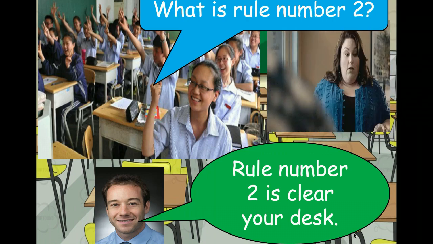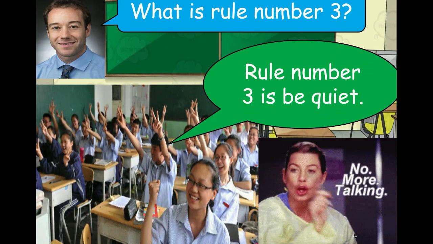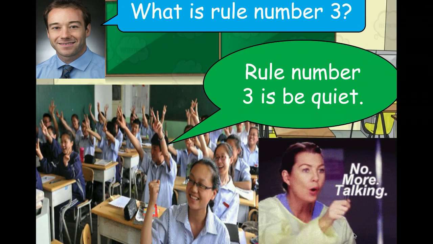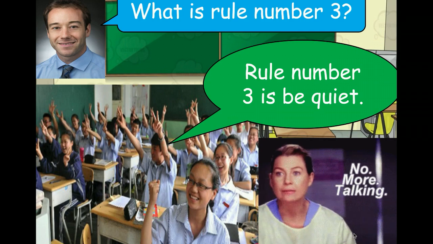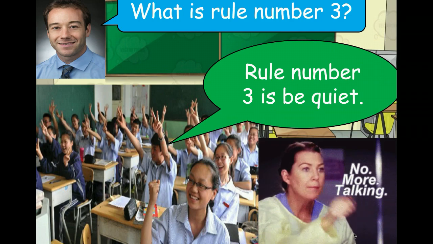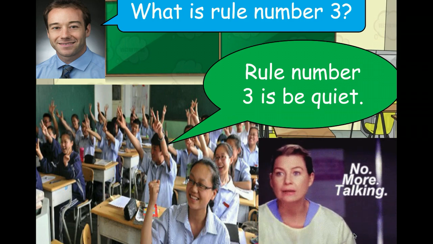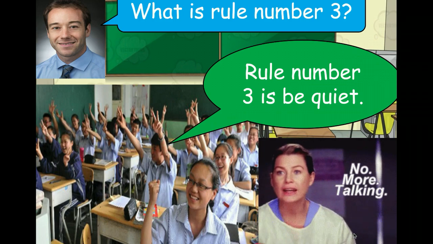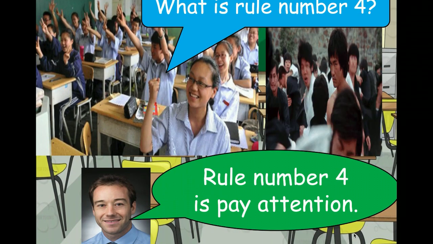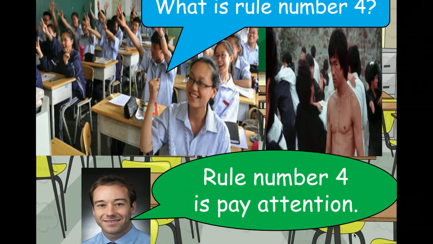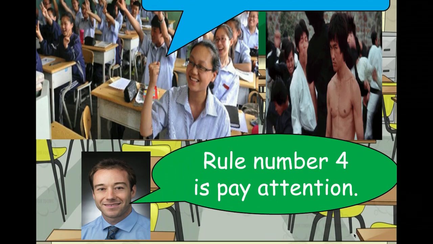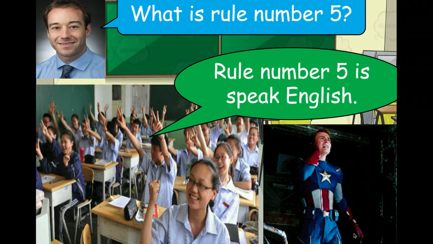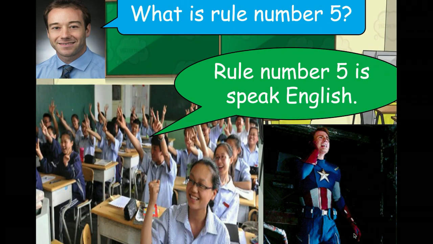Now this is like a dialogue going back and forth. Or I might switch it up, and I might say, girls, what is rule number 3? And all the girls will say, rule number 3 is be quiet. Good job, girls. I give them an extra point for saying it all together and really nicely. Okay? Then they ask me, what is rule number 4? Rule number 4 is pay attention. Good job. Boys, what is rule number 5? And they tell me rule number 5 is speak English. I add a point to the boys.